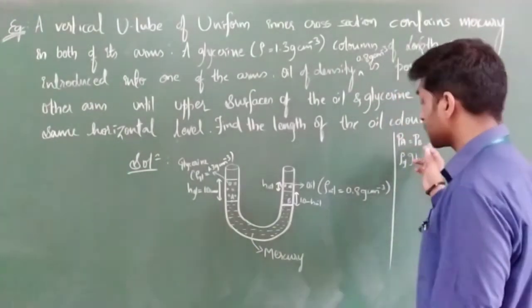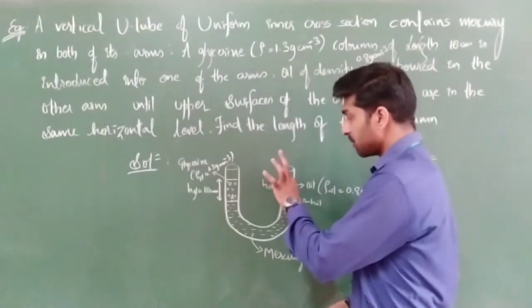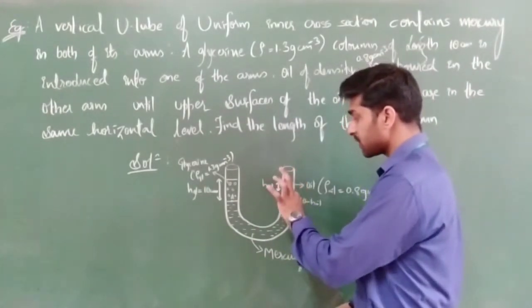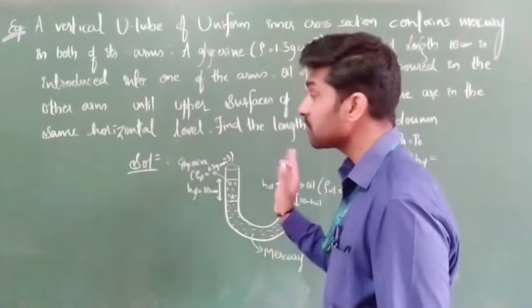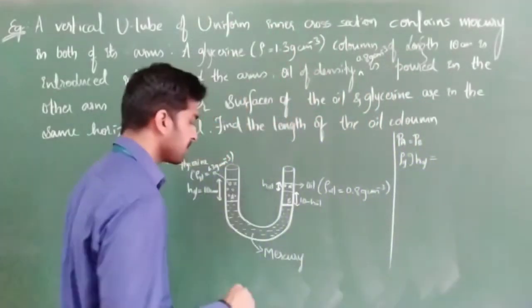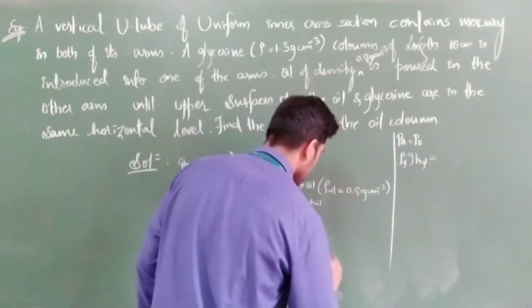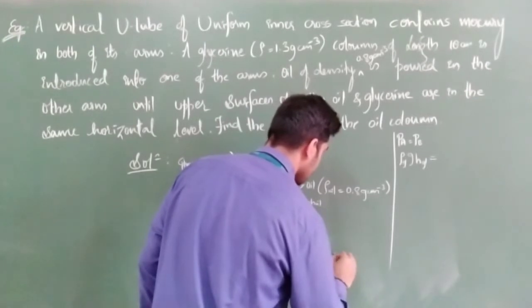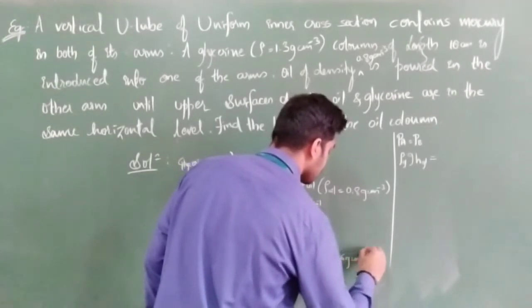Next, pressure at this point. Listen, pressure at this point is nothing but pressure due to this oil column plus pressure due to this mercury which we are already having. So density of mercury nowhere they had given, but you have to remember that. So density of mercury, symbol Hg, is nothing but 13.6 gram per centimeter cube.